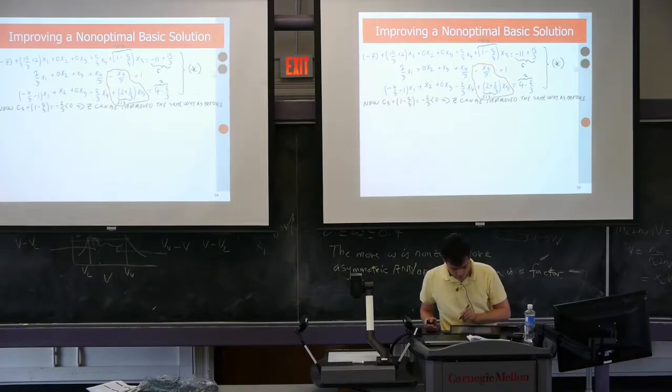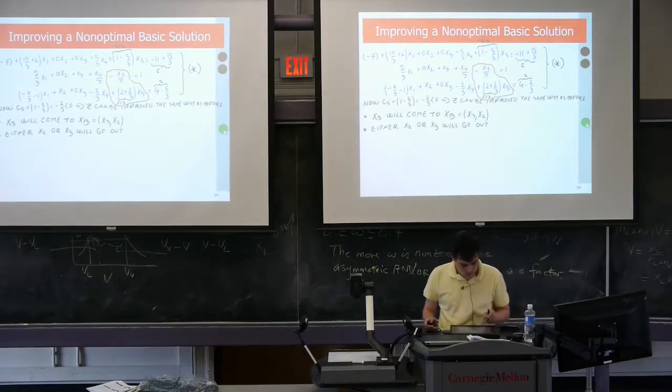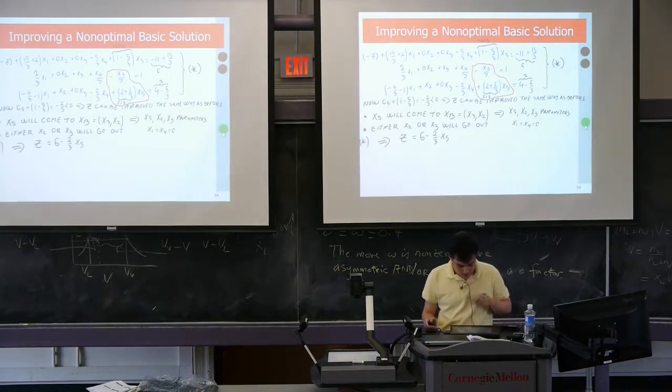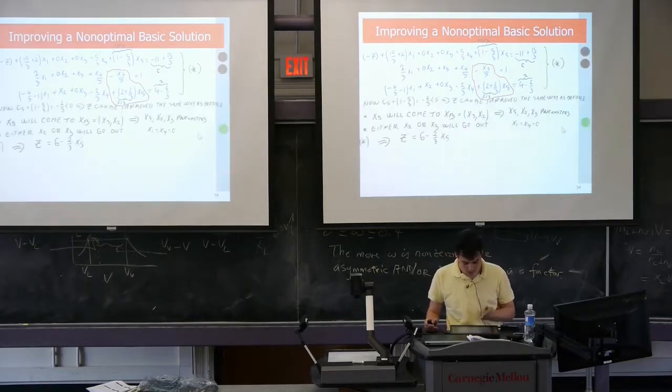So we do pivot either here or here. Now, because this is negative, x5 will go to the basic variables and either x2 or x3 will go out. Our current basic variables are x3 and x2. We do the same thing: we set x5, because that's coming in, and x2 and x3, because they are the basic variables, as parameters.